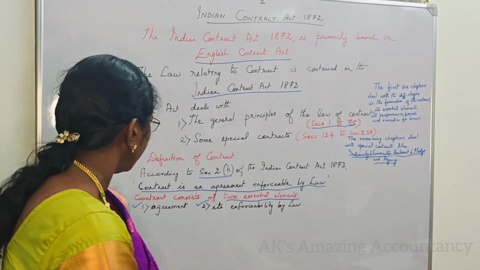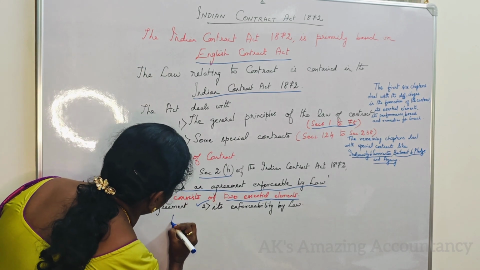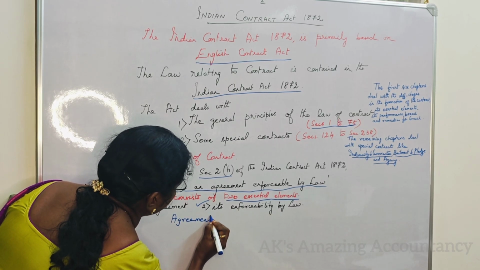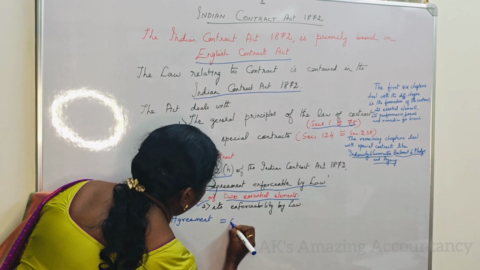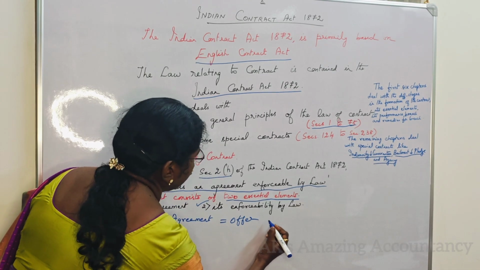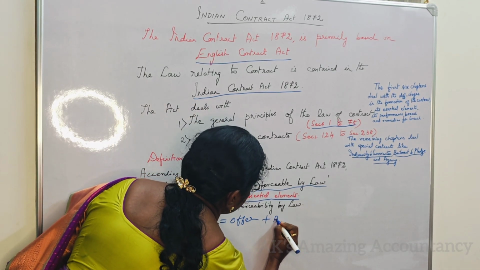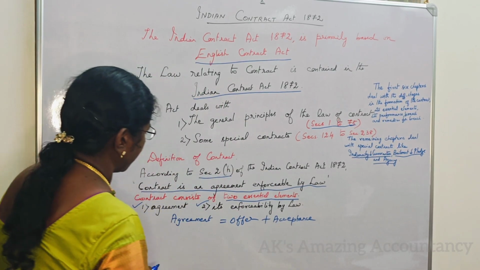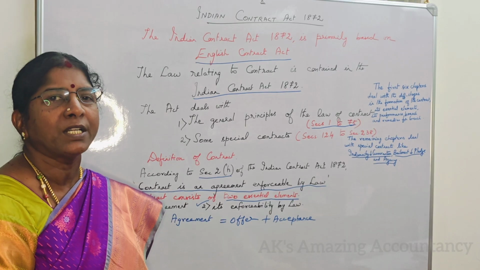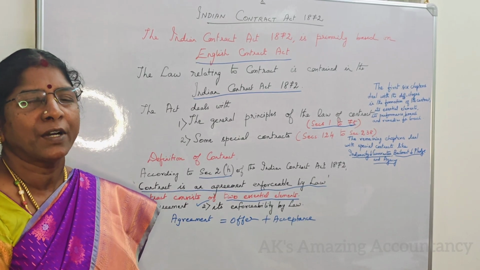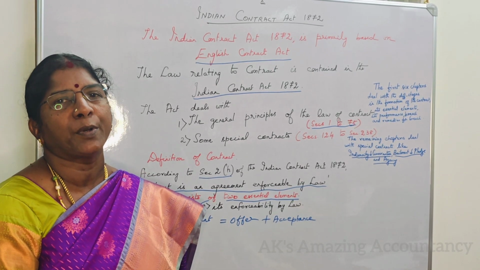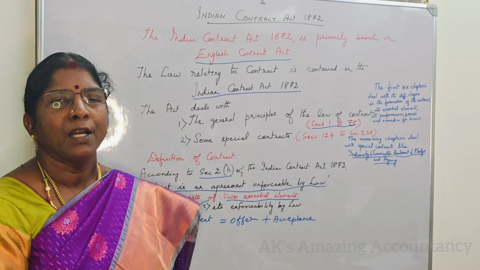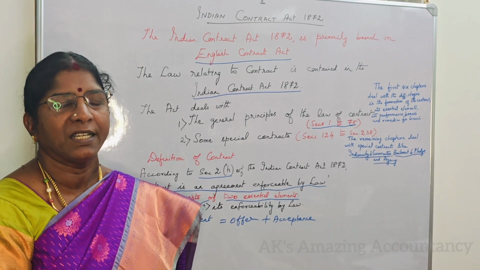To be very clear, agreement is equal to offer plus acceptance. So what is actually an agreement? An agreement is equal to offer plus acceptance. So what does it mean? To form an agreement, first of all, there should be an offer or proposal by one party and its acceptance by the other party. Only then an agreement will come into existence.